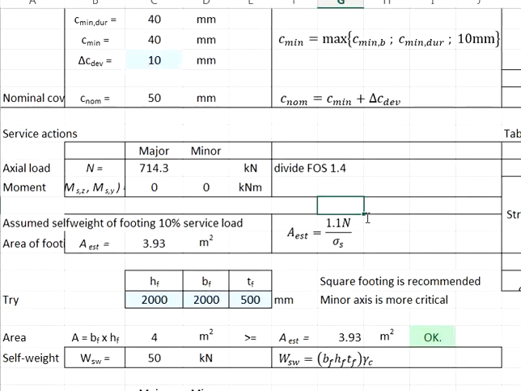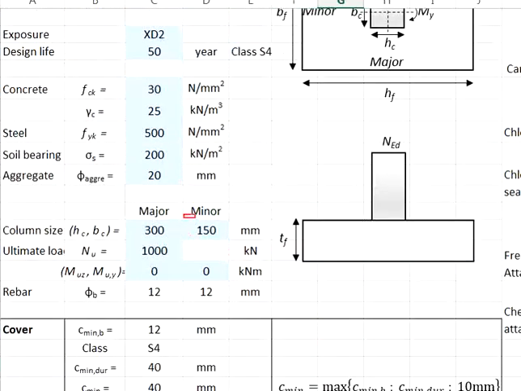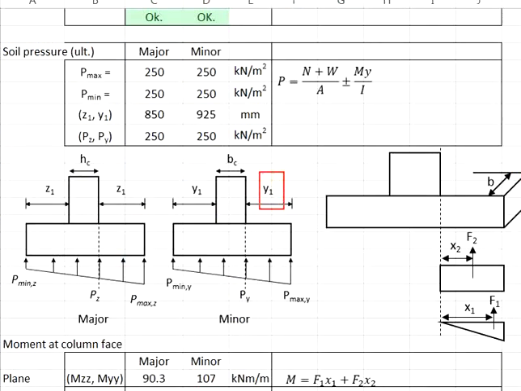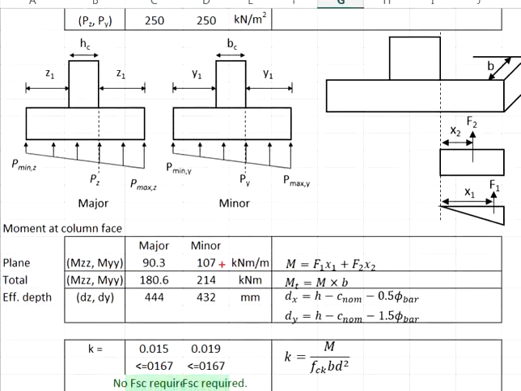This is because of the smaller dimensions of the column in the minor axis, resulting in a greater length of Y1 here. That subsequently leads to higher forces due to the soil bearing stress, as well as a greater lever arm. As a result, you will have a greater moment in the minor axis.